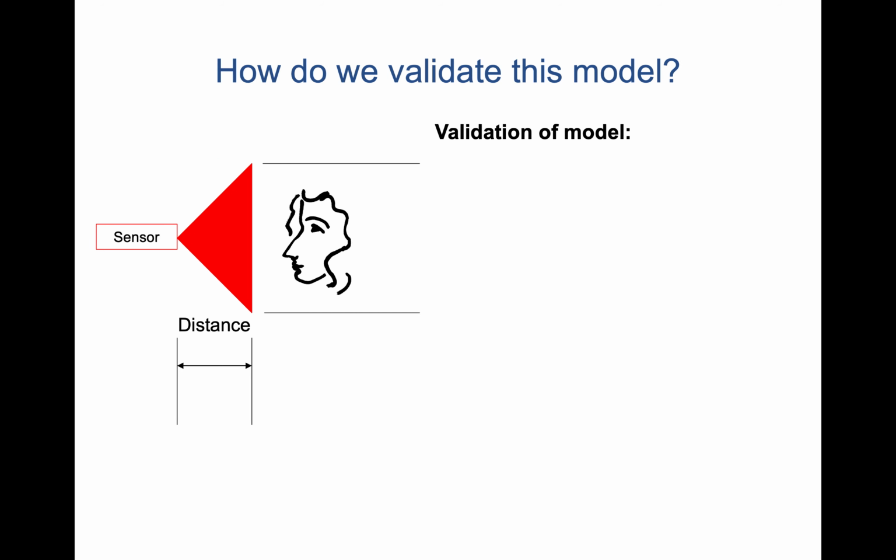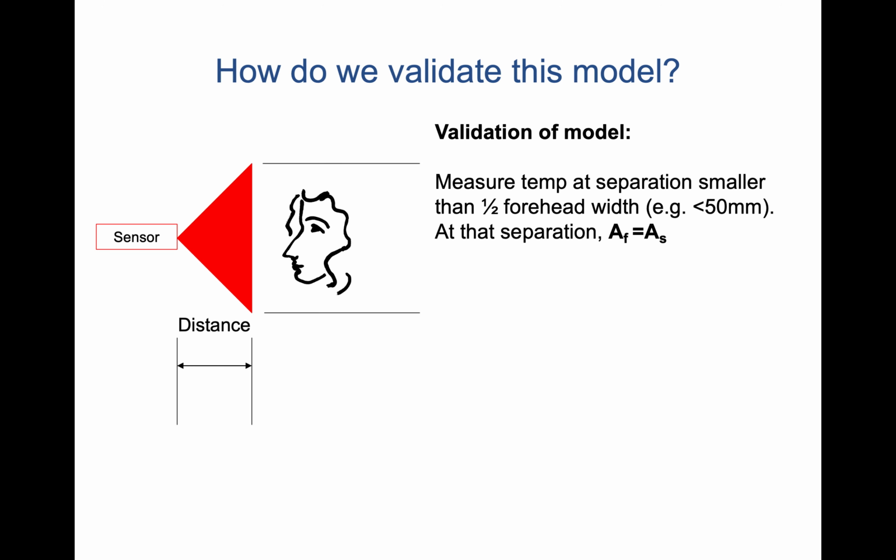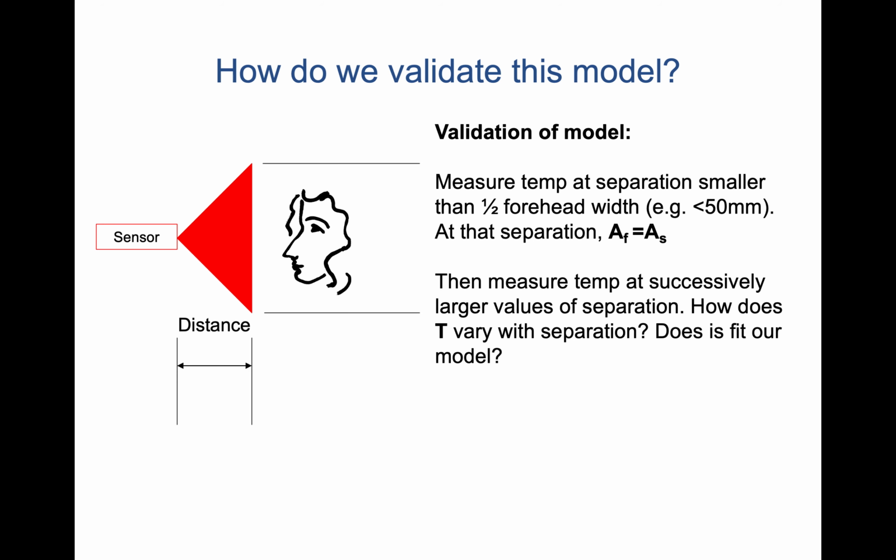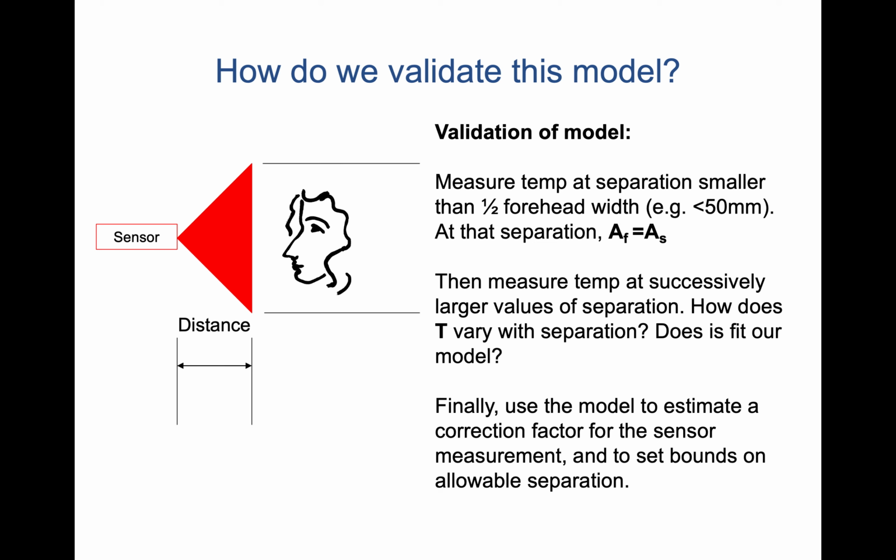Okay, so how do we validate this model? We made up a model. That doesn't mean it's true. Let's figure out if it's true. First, we'll measure the temperature at a separation smaller than a forehead, half a forehead away. And at that separation, AF is equal to AS. Then we'll measure the temperature at that separation and then at larger values of separation. And we'll plot that data against our model. Does the data fit our model? And finally, we'll use the model, if it does fit, to estimate a correction factor for the sensor measurement and to set the bounds on an allowable separation.